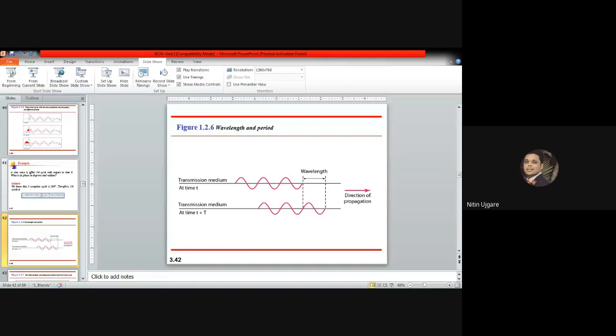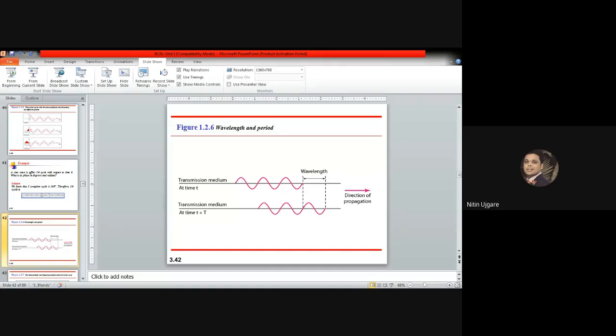Otherwise, we will take wavelength and all this next concept, time and frequency domain representation of signal, and then bandwidth and the composite signal. These 4 topics will remain from this. So shall we take it in the next lecture? Okay. So if you have any doubt in today's session, please tell me. Yes, tell me if you have any doubt.